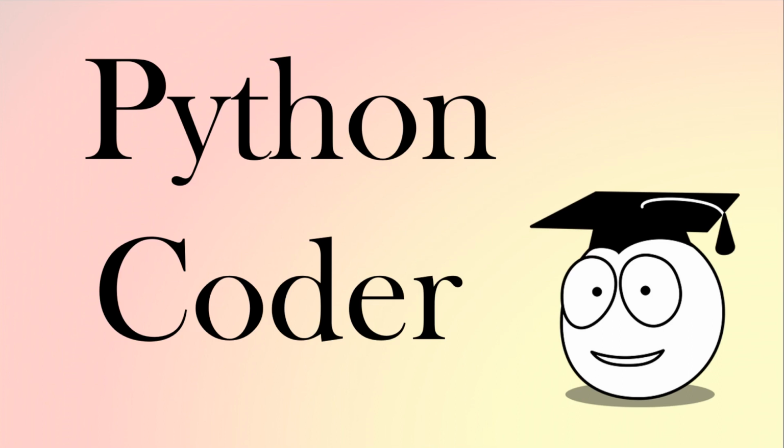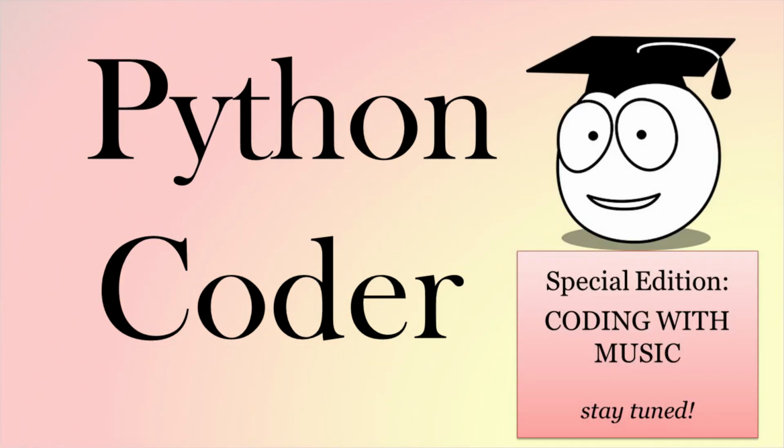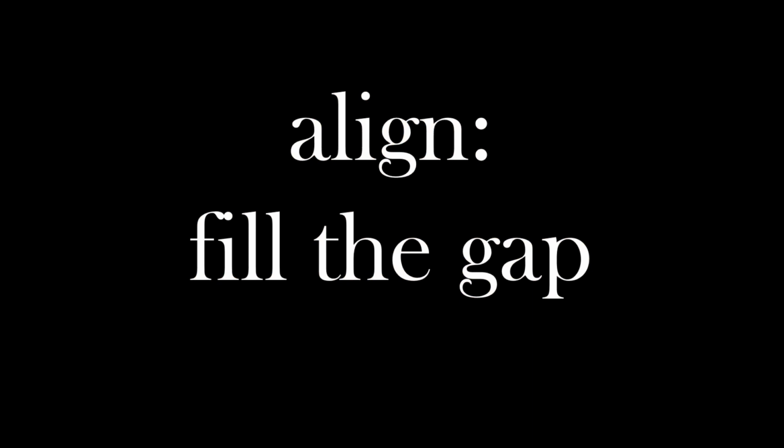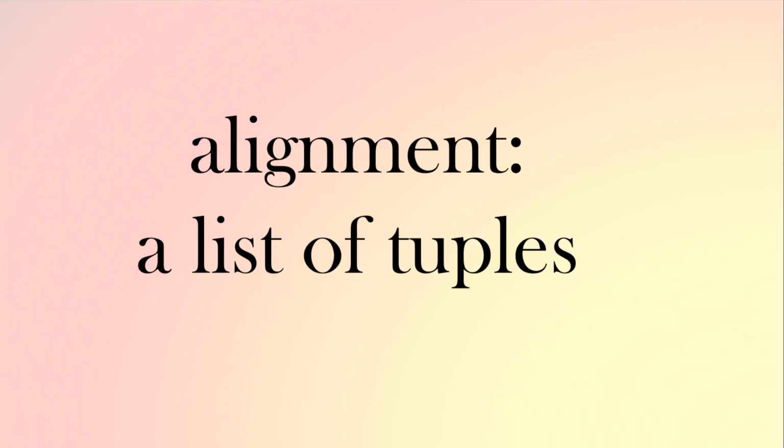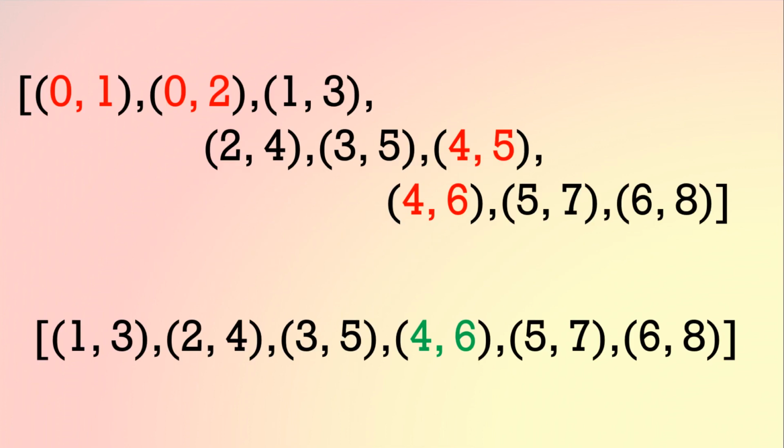Okay, something different today. We're going to use the internet to help us with our code when we align our text. So we're going to align, we're going to fill the gap. So we have a list of tuples. These are our results from the last video. And what we want to do, we want to get the sequence with the correct alignment.